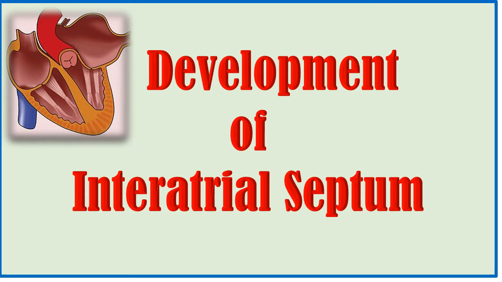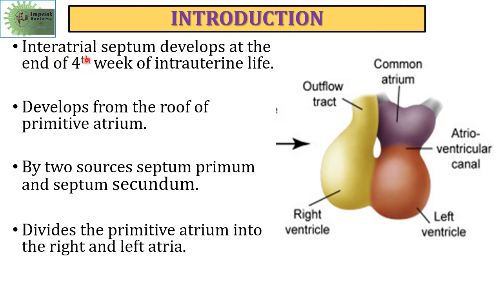Students, today we will study about the development of the interatrial septum. The interatrial septum develops at the end of the fourth week of the intrauterine life. In this picture, you can see there is a looping of the heart tube.